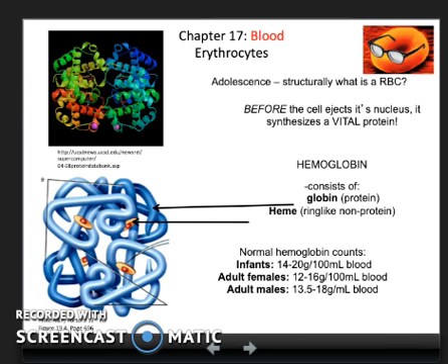If we look at normal hemoglobin counts in infants, it's going to be 14 to 20 grams per 100 milliliters of blood. For adult biological females, with regular hormone production levels, it's 12 to 16 grams. This is also probably more related to body fat. The adult biological male is 13.5 to 18 grams. This is related to muscle mass. So you can see that these averages are slightly higher than for the biological female.